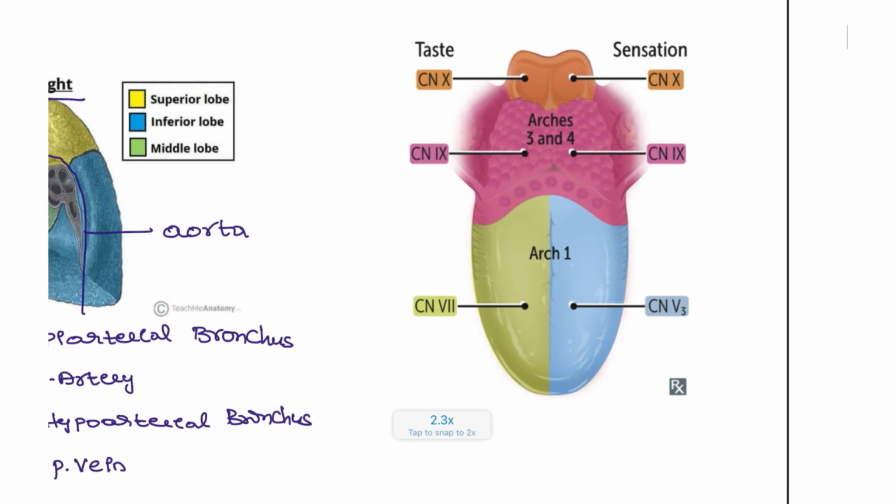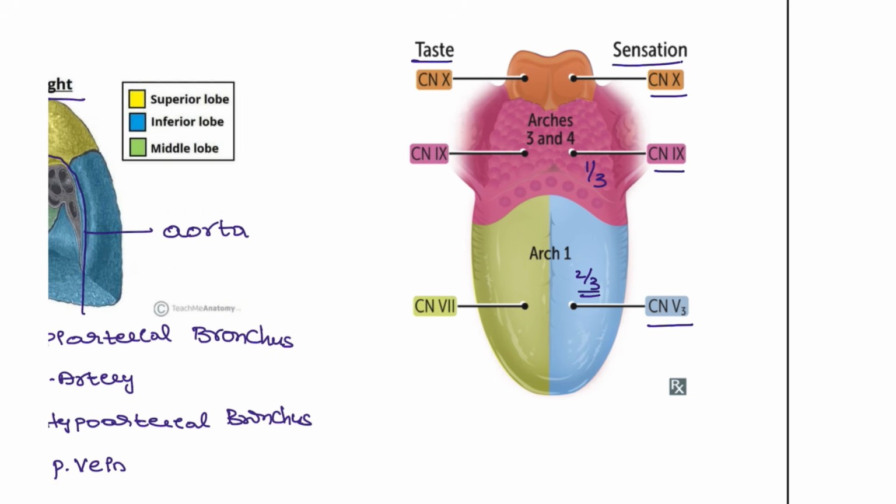Next, another picture, the nerve supply for the tongue. For the first two thirds, the motor supply is supplied by the trigeminal third branch, and the posterior one third is supplied by the glossopharyngeal nerve, and the base is supplied by the vagus nerve.